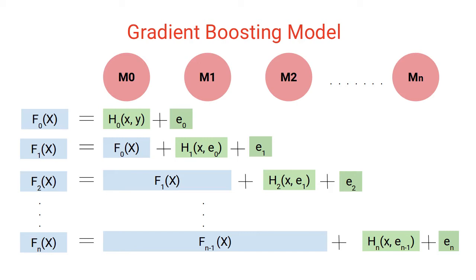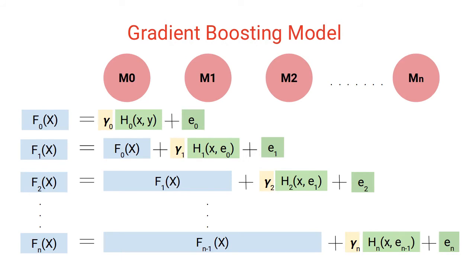Ideally, we would want this En to be 0. As you can see, each model here is trying to boost the performance of the model, and hence we use the term boosting. But why do we use the term gradient? Here's the catch. Instead of directly adding each of these models, we add them with a weight or a coefficient. And the right value of this coefficient is decided using the gradient descent technique.